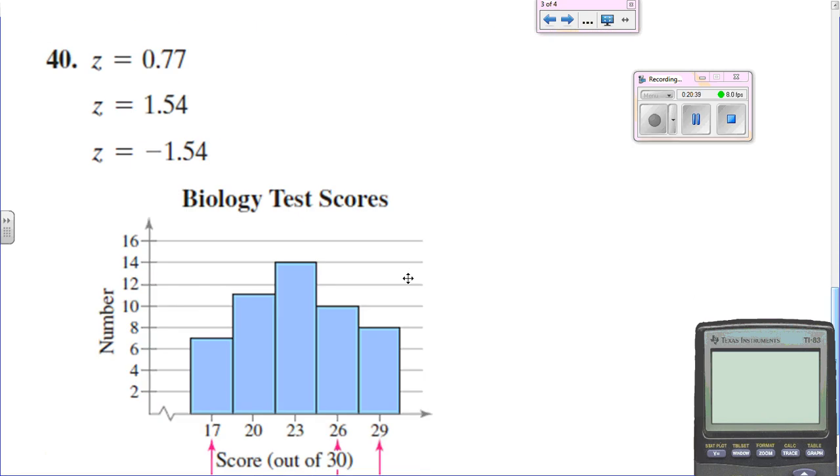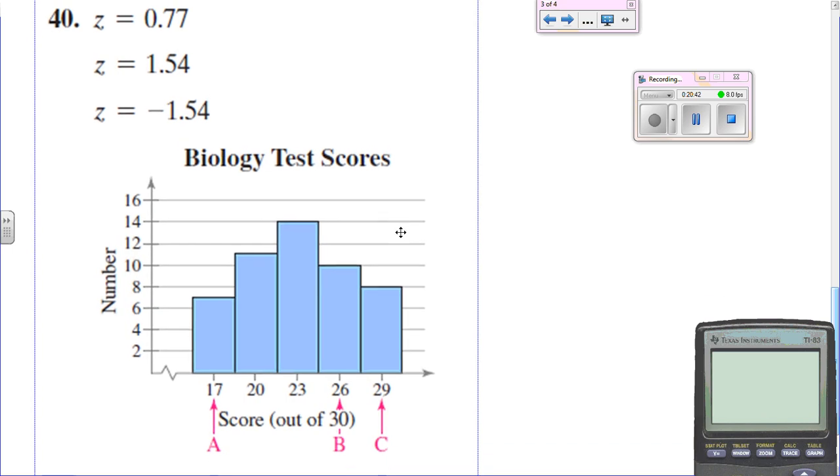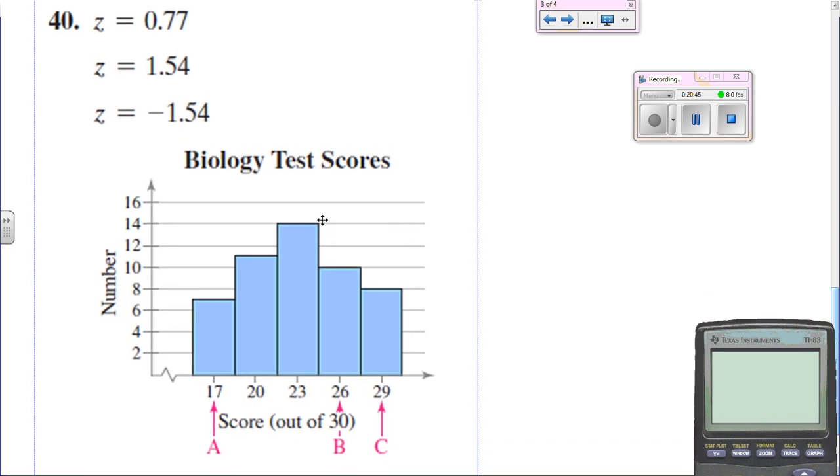Next we have this z-score, and we have to be able to tell which is which. Now remember, z-score is just a standard score to figure out how far a data point is away from the mean. Alright, so which one is which, A, B, and C? There's our mean right here. So what's closest to that would be the 0.77. So that would be B. 1.54 is above it. You see, negative 1.54 is below the mean. So that would be A. So it would be BCA.